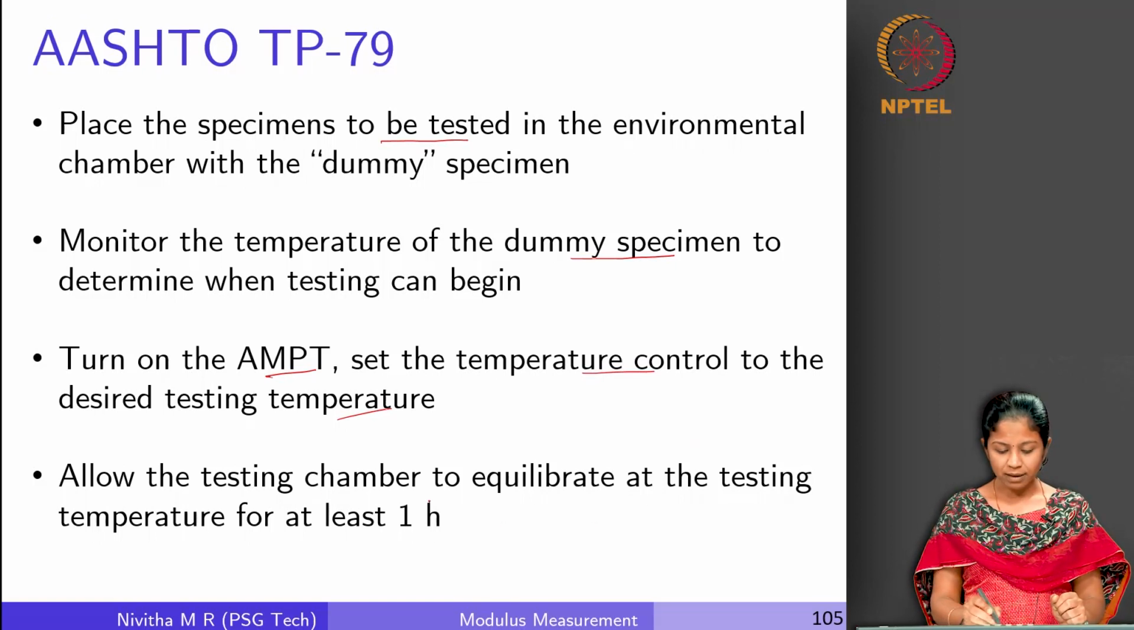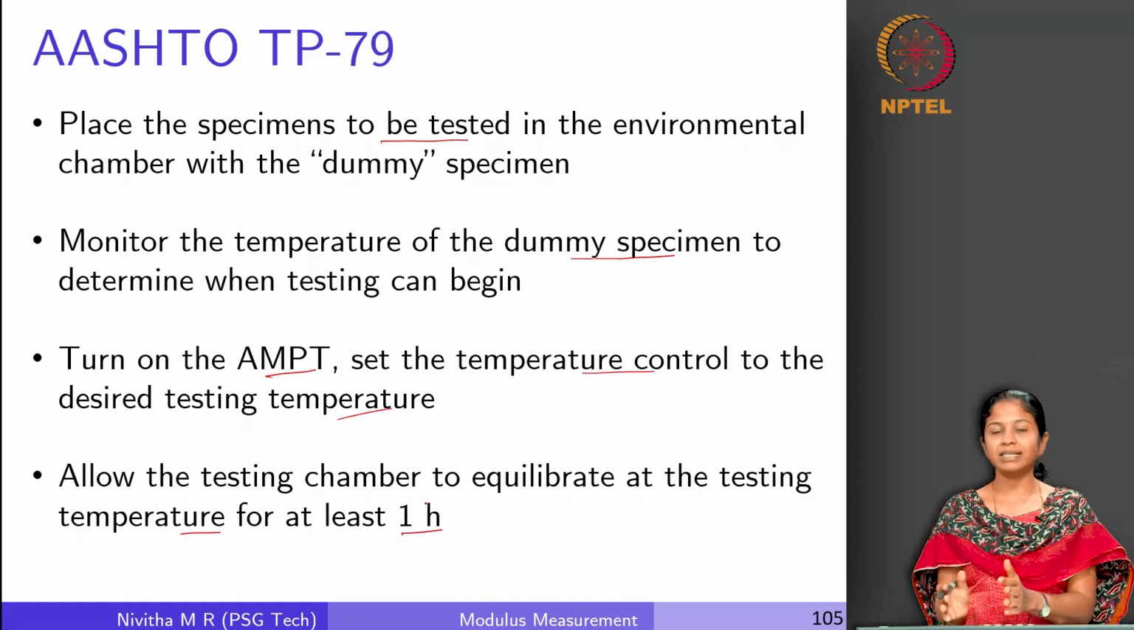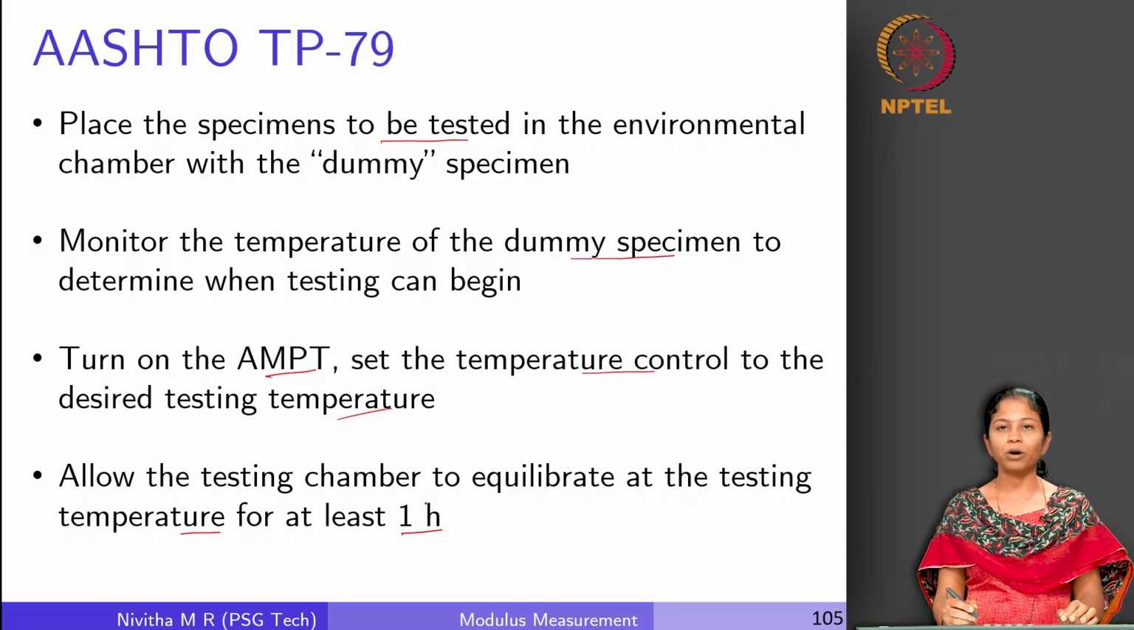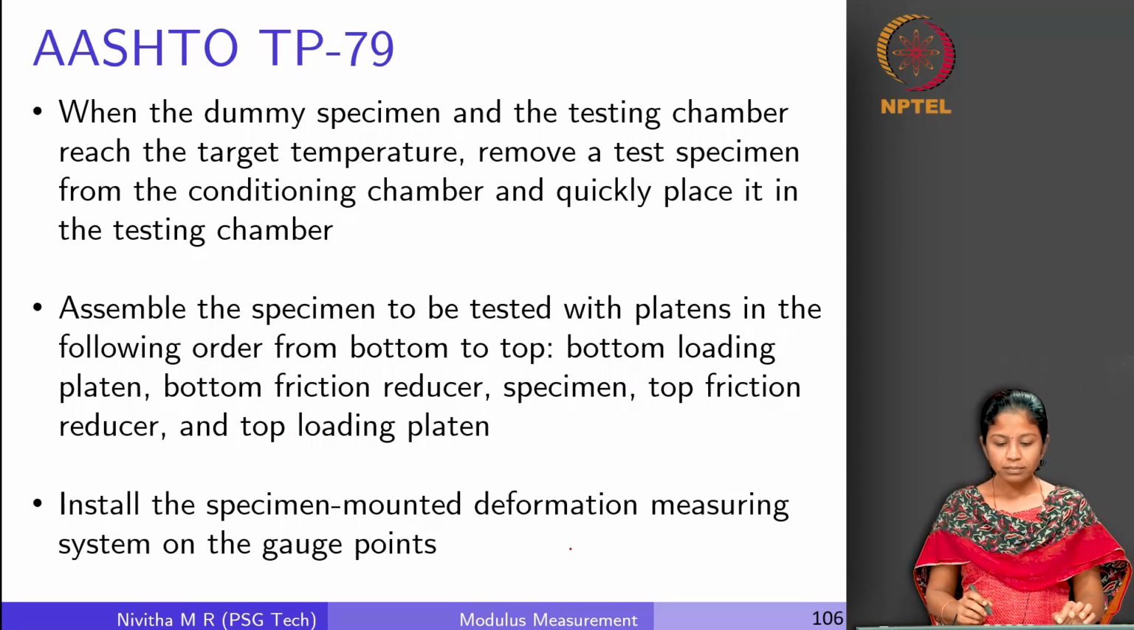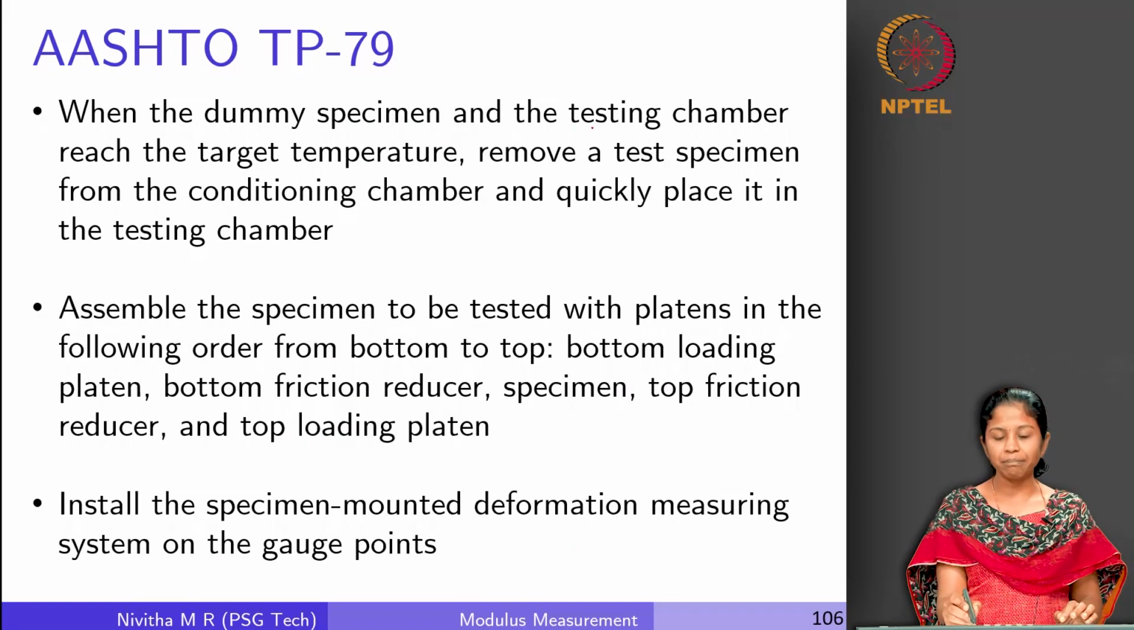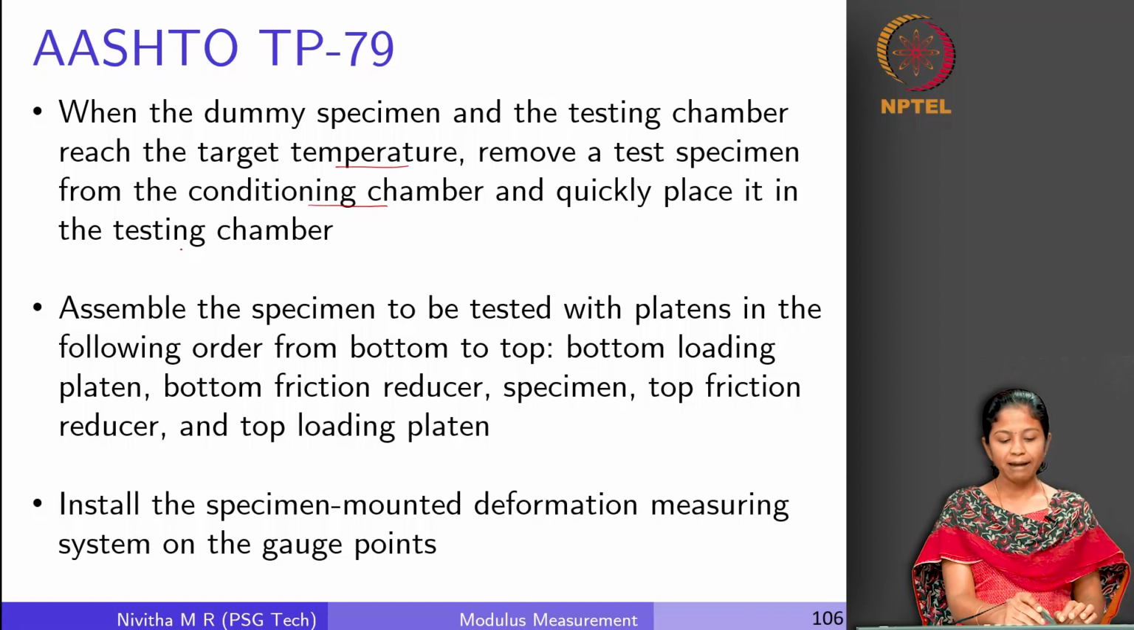We allow this testing chamber to equilibrate at the test temperature for about 1 hour. Now this is the chamber in which the material is tested. This equilibrium time is very important to ensure that there are no effects of temperature. So when the dummy sample and the testing temperature reach the target temperature, we remove the test specimen from the conditioning chamber and we place it in the testing chamber, right.